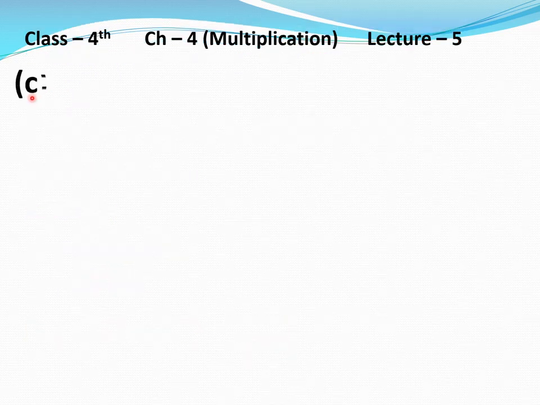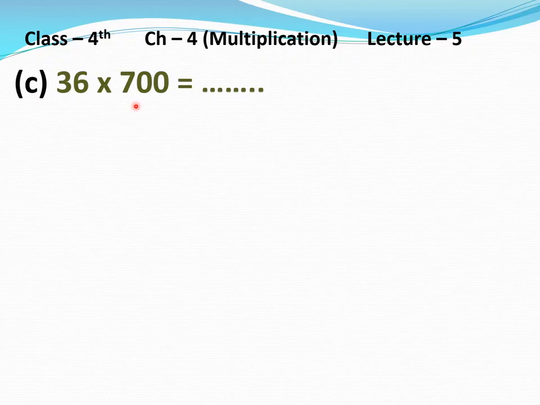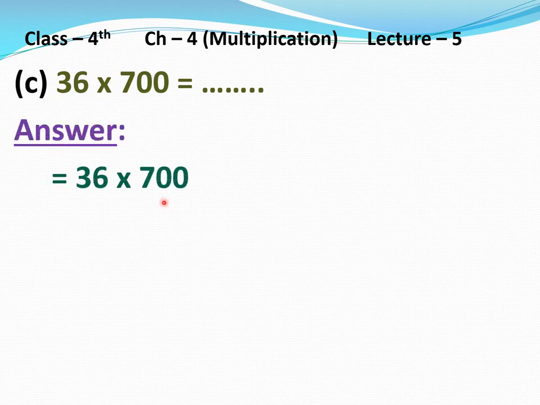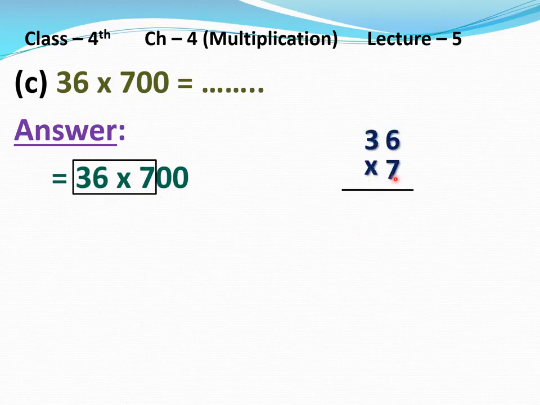Now C part, 36 multiply 700 equal to dash. Write answer. Write down equal to 36 multiply 700. First multiply 36 by 7 and then place 2 zeros to the right side of the product. So multiply 36 multiply 7. See, 7 6s are 42. Write 2 here and 4 carry. 7 3s are 21. 21 plus 4, 25. Write 25 here. Okay, so 36 multiply 7 equal to 252 and then place 2 zeros to the right side of the product.